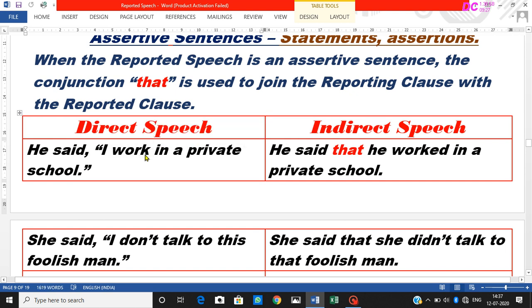If it is present simple, we have to change it into the past simple, so past simple is made.